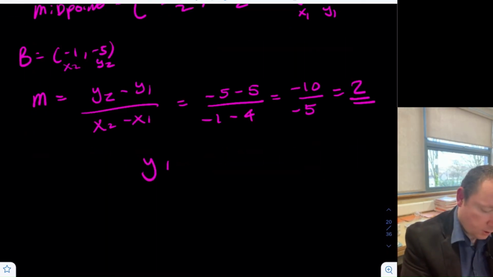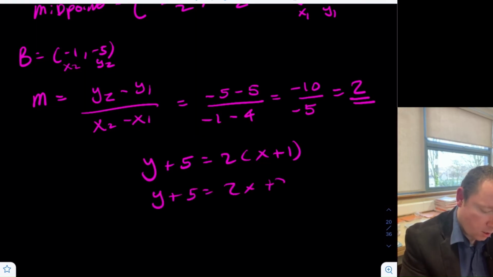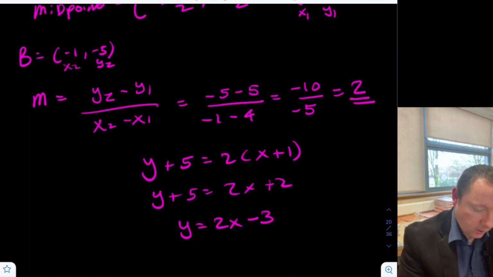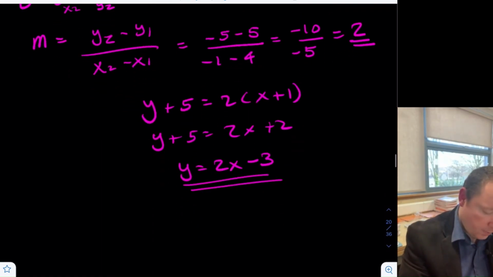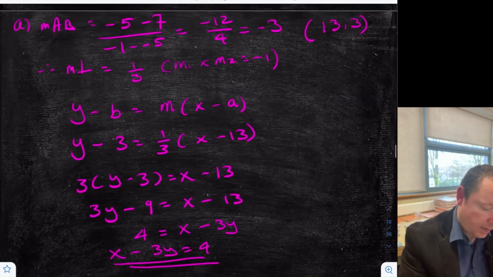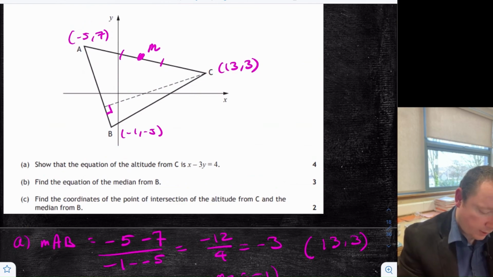So y plus 5 equals 2x plus 1. So y plus 5 is 2x plus 2, or y equals 2x minus 3, 2 take away 5, and then there's our final mark. Okay, part C, find the point of intersection between the altitude and the median.